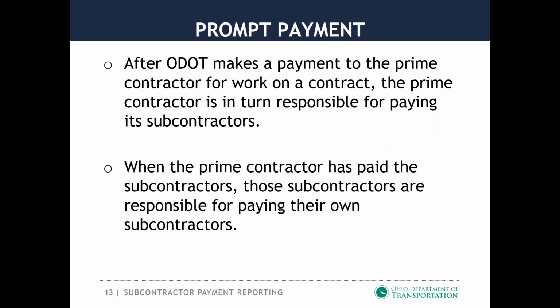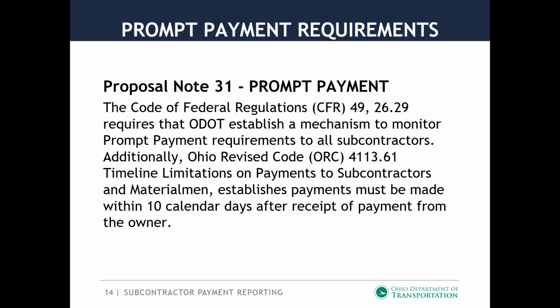So after ODOT makes a payment to the prime contractor for work on a contract, the prime contractor is in turn responsible for paying its subcontractors. So when the prime has paid, the subcontractors are also responsible for paying their own subcontractors or tiered subcontractors. And we're going to be showing this process in the demonstration part of this webinar.